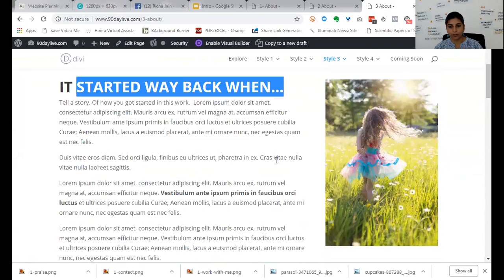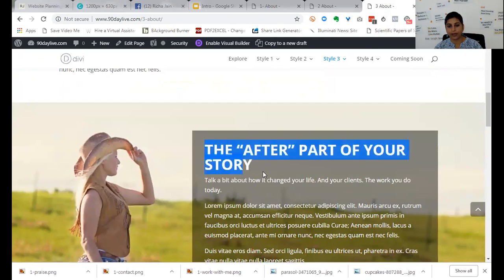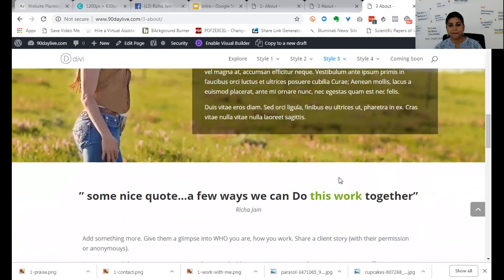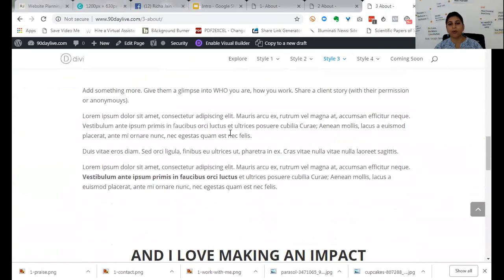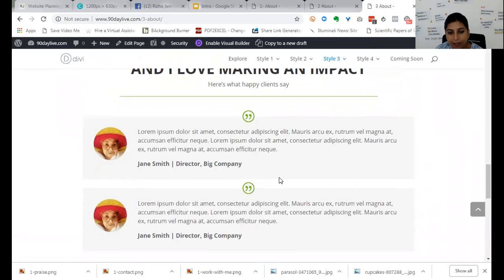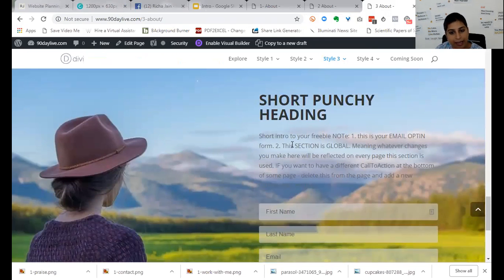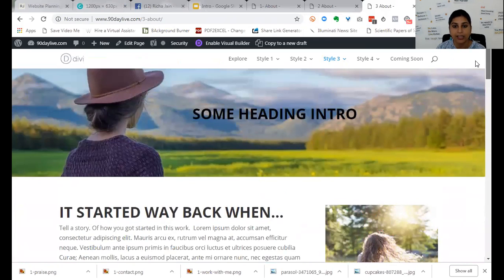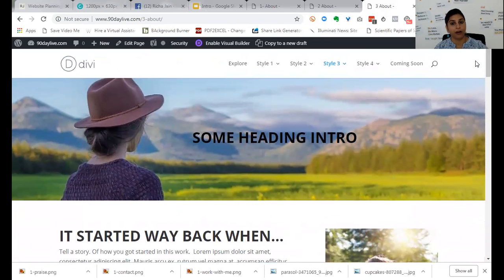Point A, you talk about point A, and you talk about point Z, how it changed your life, how did you come across from the other end, and something more, why and how you're the best person to help them. Now this layout translates directly from the A to Z journey, and a few testimonials and a call to action. Okay, so this is another really good, really high converting layout for an about page.